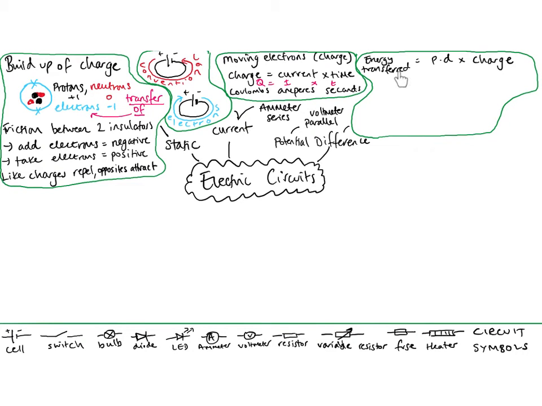The first one is energy transferred, so how much energy you've used up from the battery equals the potential difference times the charge. As ever, energy is measured in joules, potential difference in volts, and charge in coulombs. You may have seen the equation written E equals V times Q.